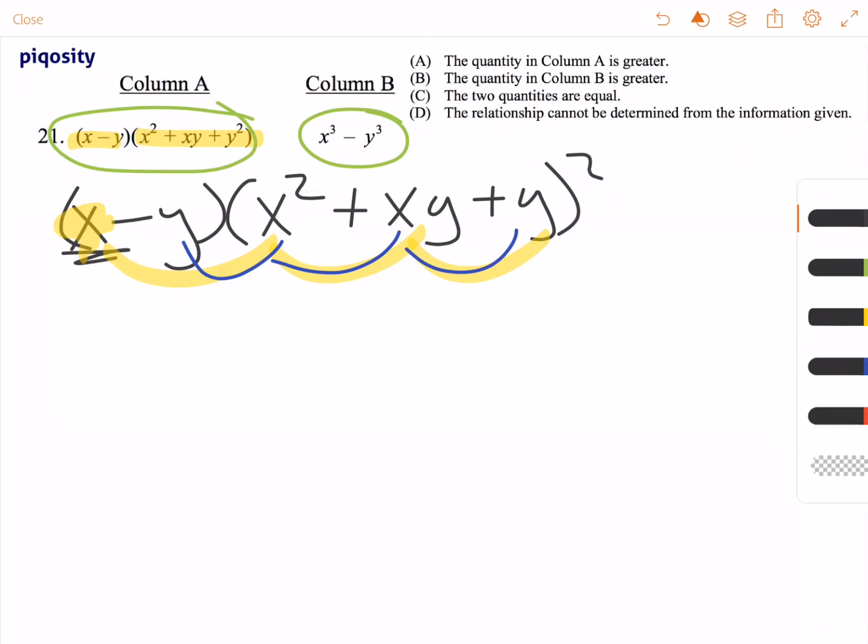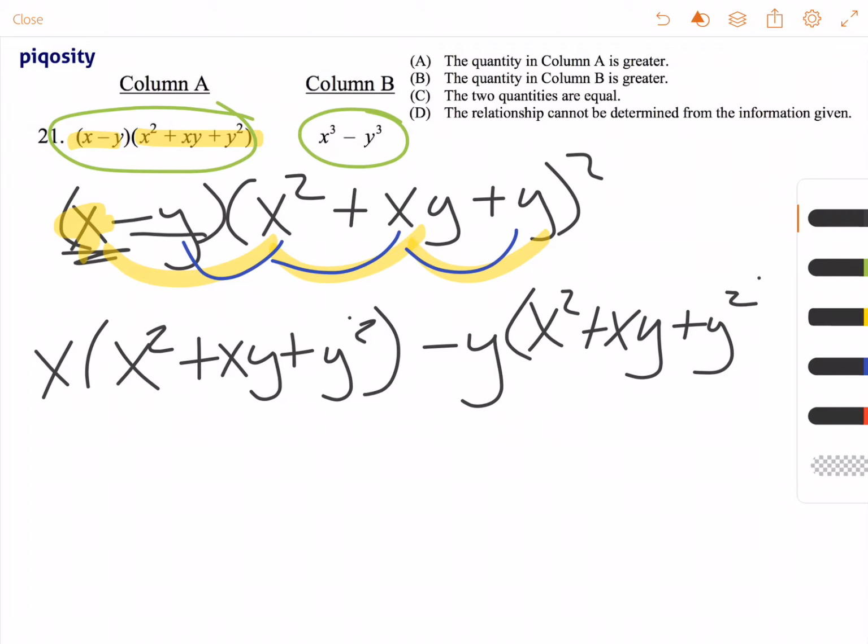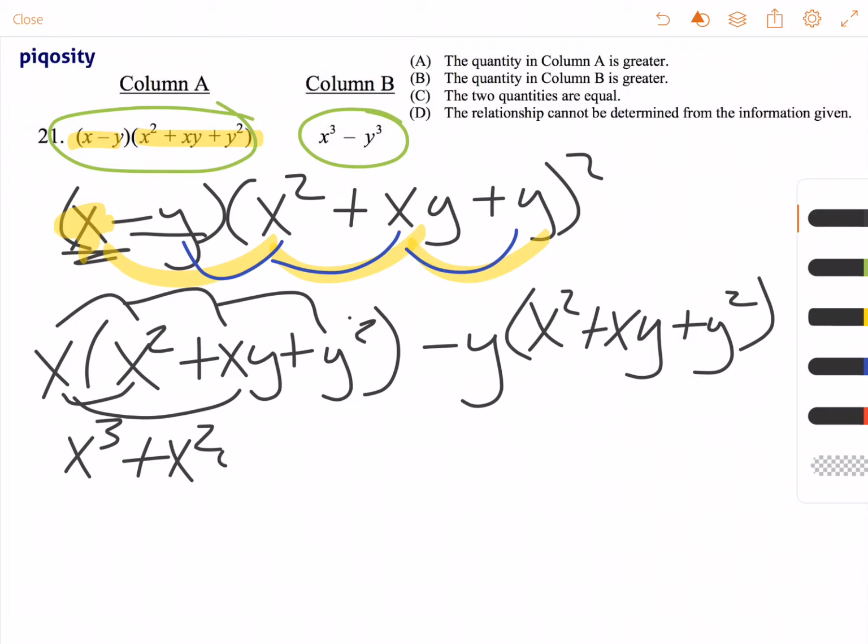Another way of writing this out is starting with x times x squared plus xy plus y squared, minus y, because it's a negative y here, times the same thing, x squared plus xy plus y squared, and then just distribute these values. So let's start with this. X times x squared is x cubed. X times xy is positive x squared y. And then x times y squared is positive x y squared.